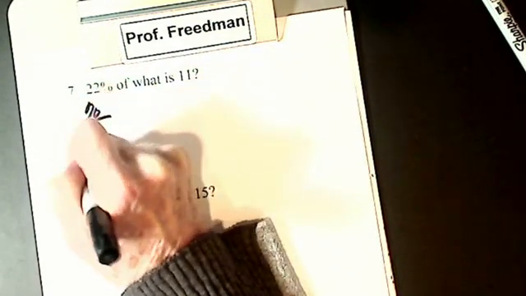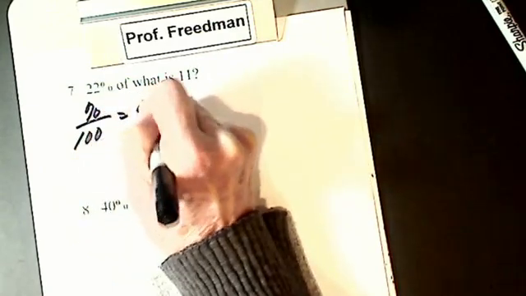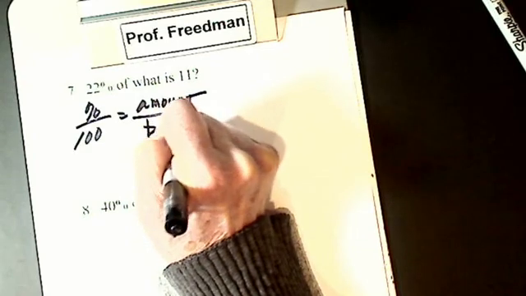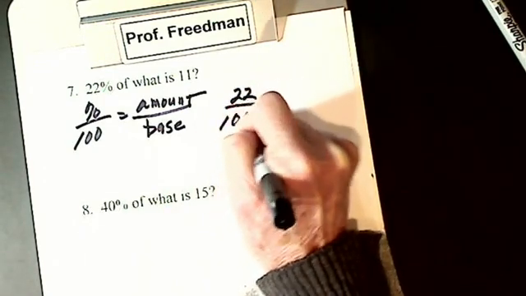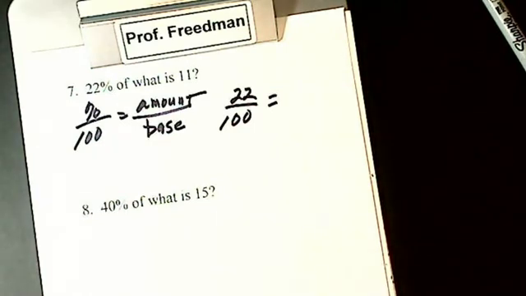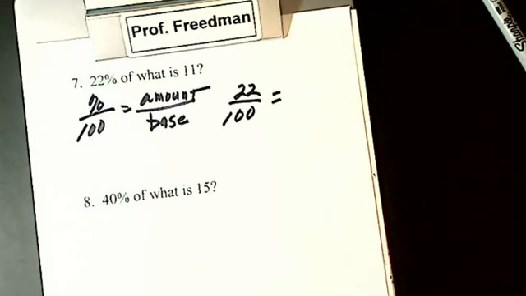Just 2 more. 22% of what is 11? So I start with my formula. Percent over 100 equals amount over base. So that you have to memorize. Percent over 100 equals amount over base. Do I have a percent? Yes. So it's going to be 22 divided by 100. Then do I have a base?